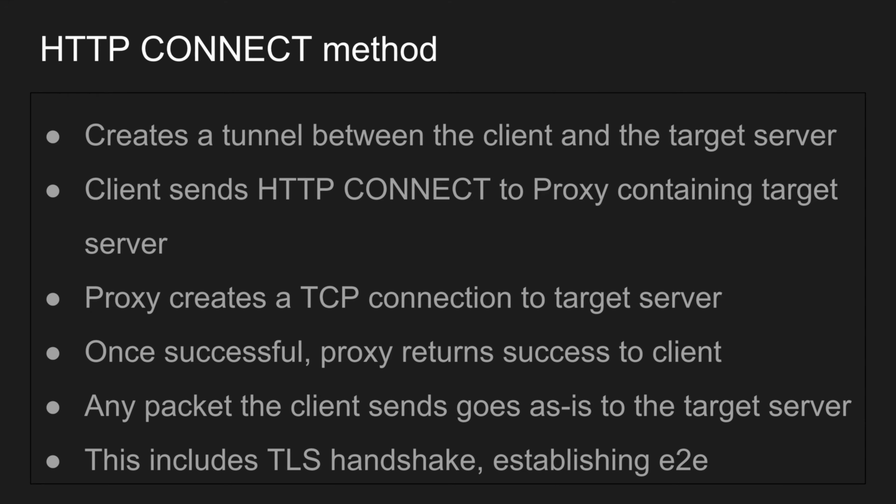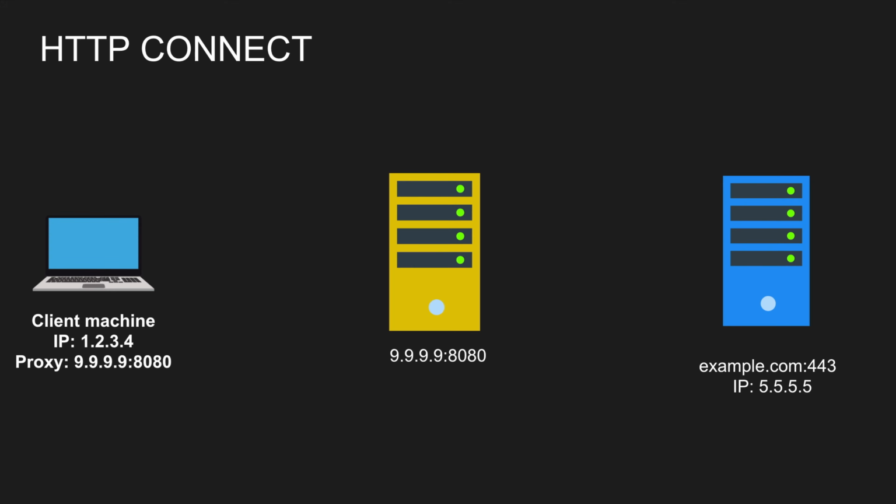Immediately, when the client says, hey, I'm sending you a packet, don't look at them. Change the IP address so that the source becomes you and the destination becomes that thing. And that's it. That's what you're supposed to do. In this case, including the TLS handshake becomes end-to-end, right? And let's see an example.